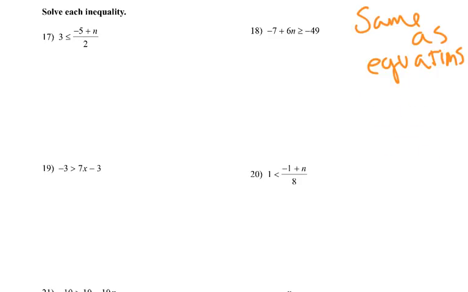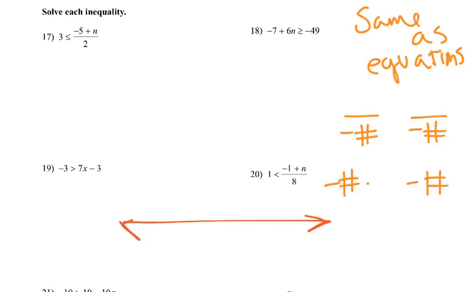So that's one difference. The other difference is if we divide by a negative number or multiply by a negative number, we have to change the inequality. The reason for that is because of this. If we think of the number line.